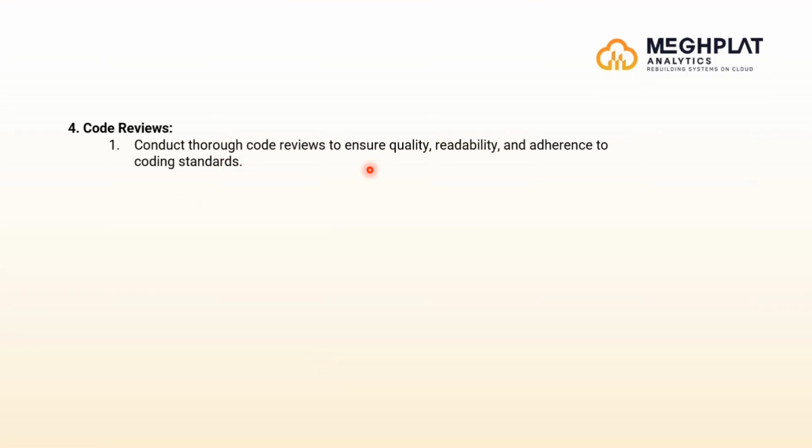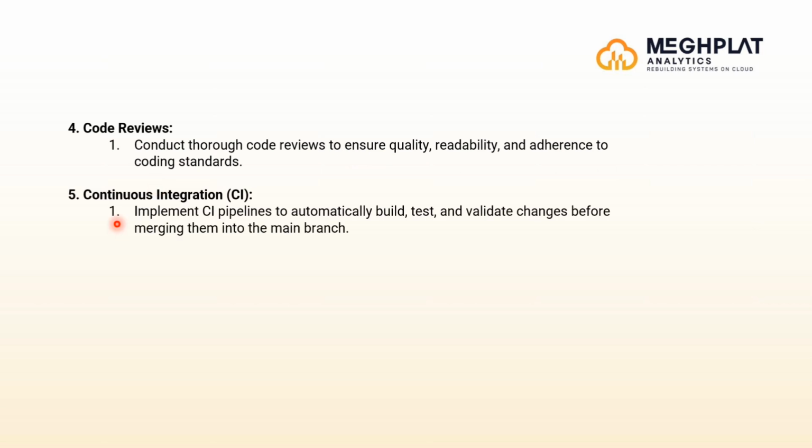Then code reviews. Conduct thorough code reviews to ensure quality, readability, and adherence to coding standards. CI, that is continuous integration. Implement CI pipelines to automatically build, test, and validate changes before merging them into the main branch. So this is how we need to maintain the Git repository and the commit changes. Let me add the videos so that you'll know about it.